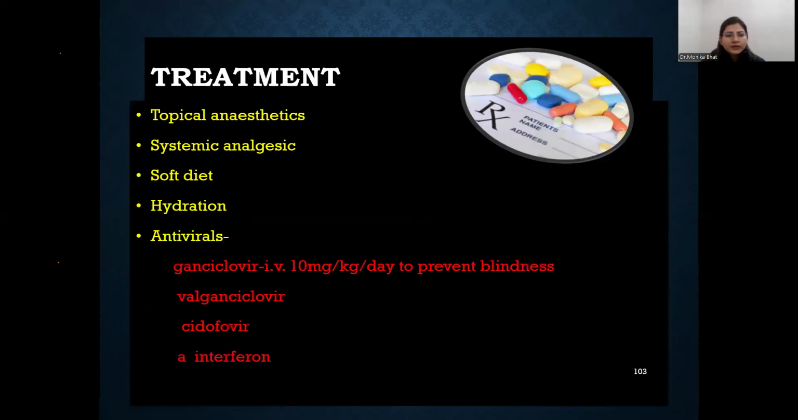Treatment: topical anesthetics for the pain and systemic analgesics. A soft diet is advised with increased hydration, and if it is superadded with other viral infections, we need to add antivirals like ganciclovir intravenous 10 milligram per kg body weight per day to prevent blindness in the patient.